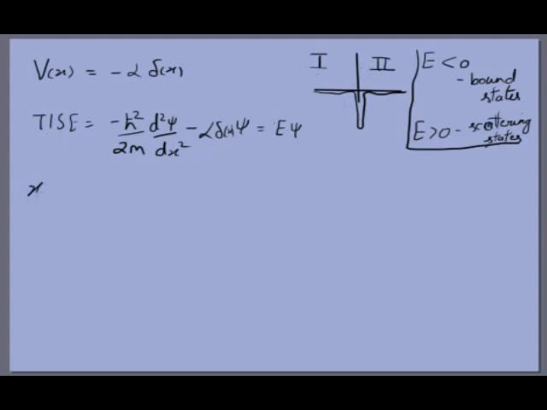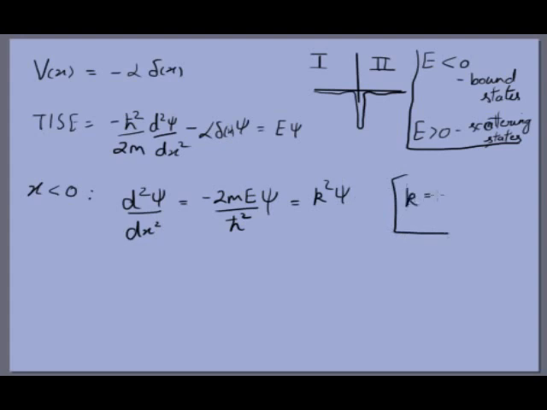So for region 1, x less than 0, what we get is d²ψ/dx² equals minus 2mE/ħ² ψ, because this term becomes 0 for every point such that x is less than 0. And this we can write as k²ψ, where k is just a constant which we define as k equals root of minus 2mE over ħ.